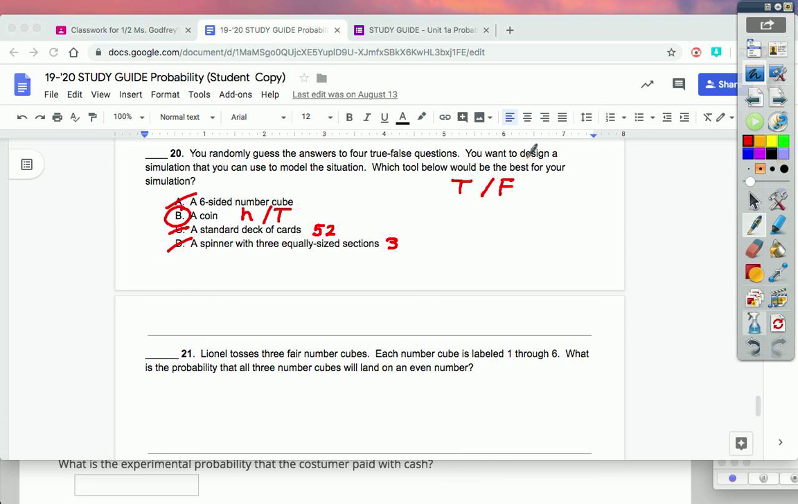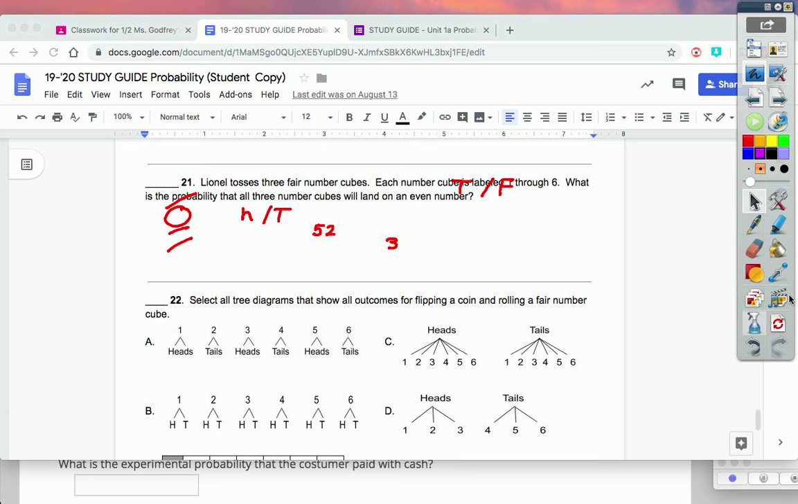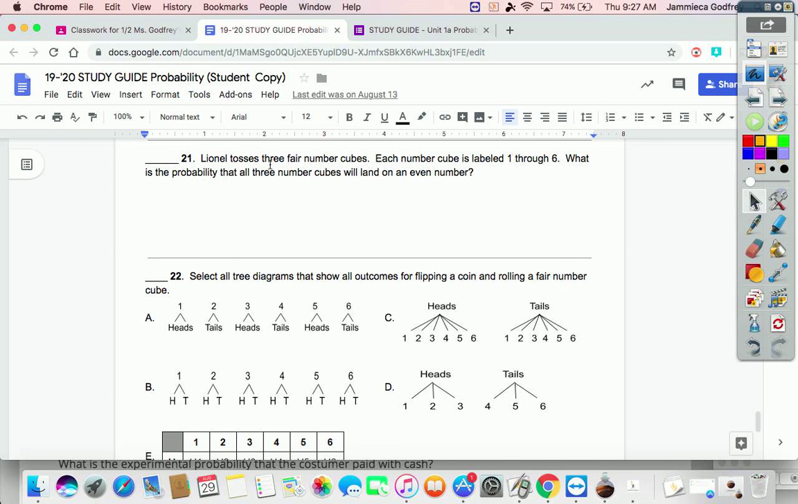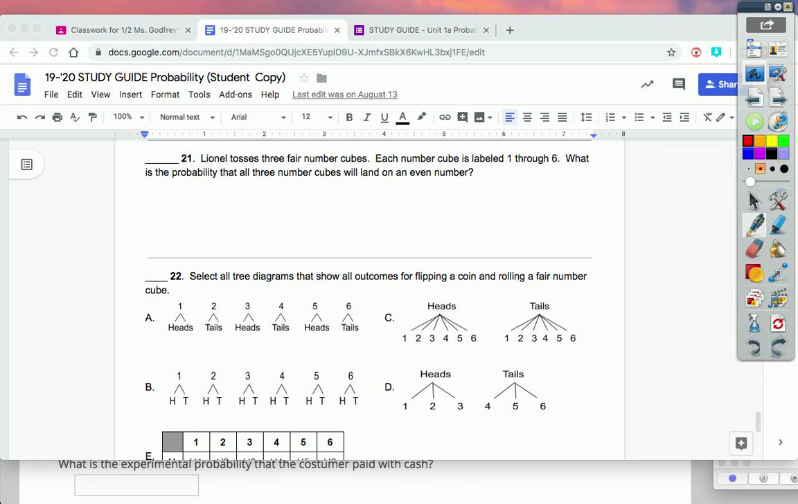2 outcomes. Looking for the one that gives us 2 outcomes. Okay, moving along to number 21. This one here tells us that we have 3 fair number cubes.